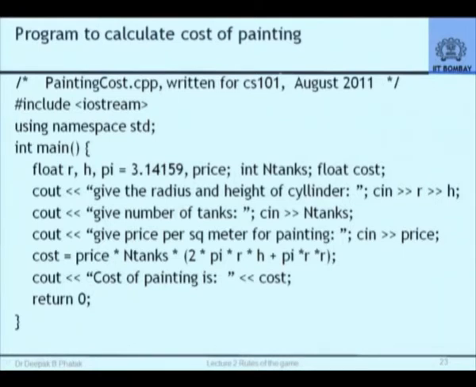Float r, h, pi equal to 3.14159, comma, price, semicolon. This is one specification statement. Int n tanks, semicolon, float cost. So you see, I can use these declarative statements as many times as I want in my program. In a single declarative statement, I can declare as many names as I want. Actually I forgot to declare cost the first time, so I wrote a separate statement. Statements are separated by semicolons.